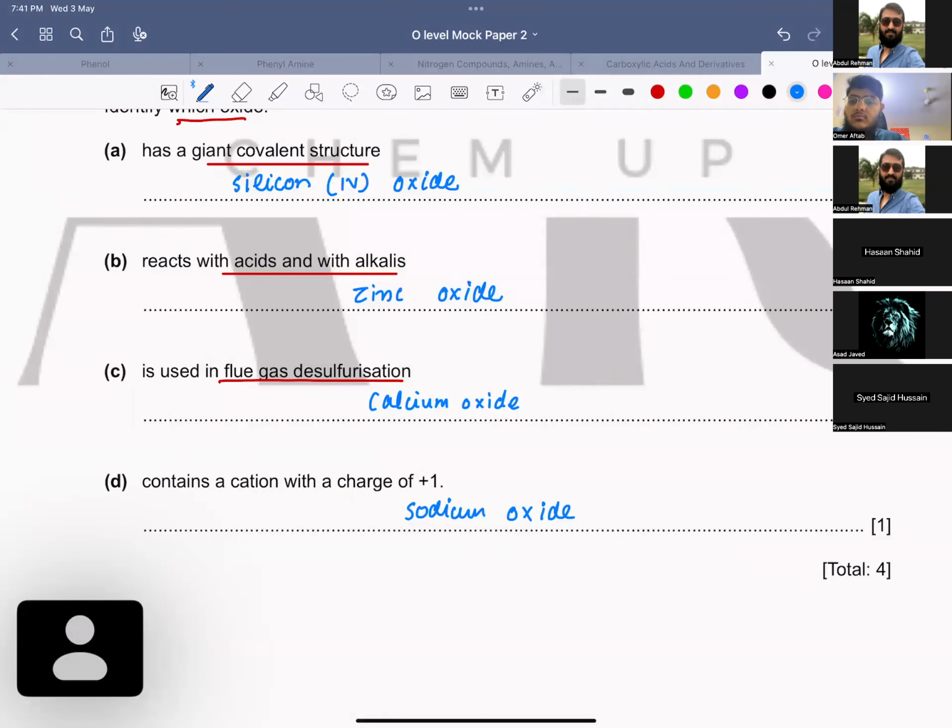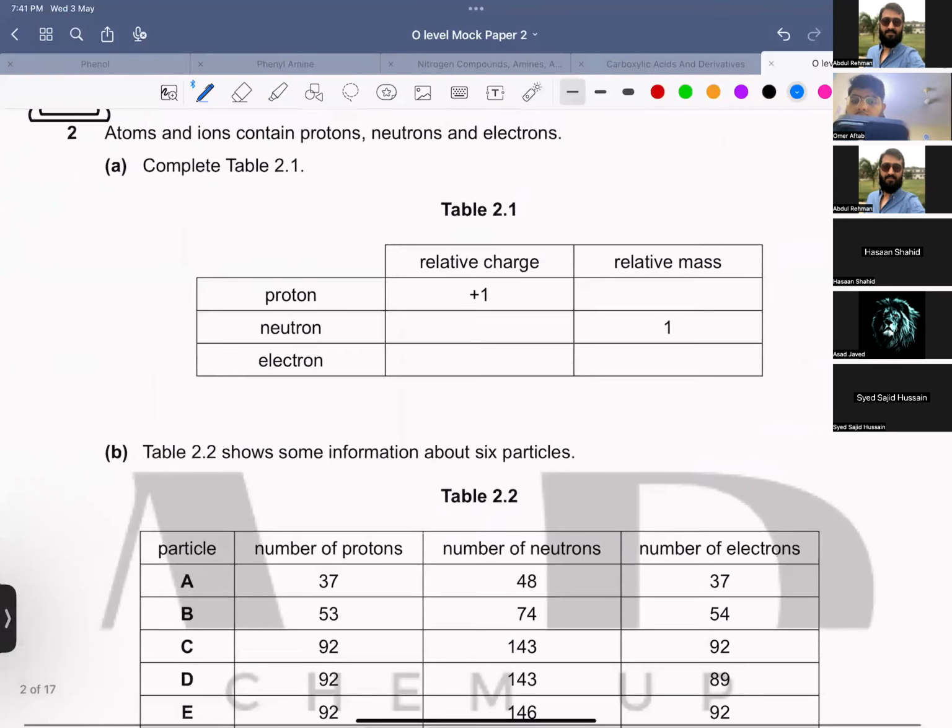Now, question number 2. Atoms and ions contain protons, neutrons, and electrons. Complete table 2.1. Okay. So, if you recall, they have mentioned the charge of proton, that is the relative charge, it's +1. And the relative mass of proton is also 1. When we talk about the relative charge of neutron, because it's neutral, it is 0. The relative charge of electron is -1, and the relative mass of electron is 1/1840. Write 0 as well.